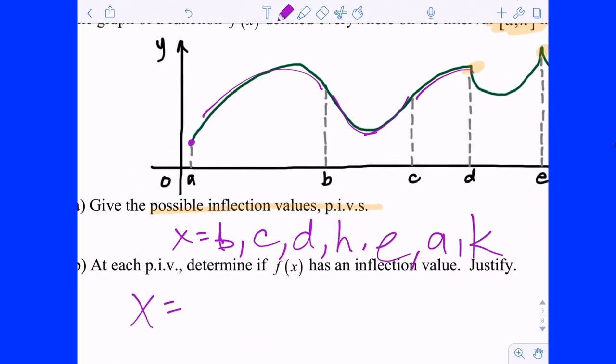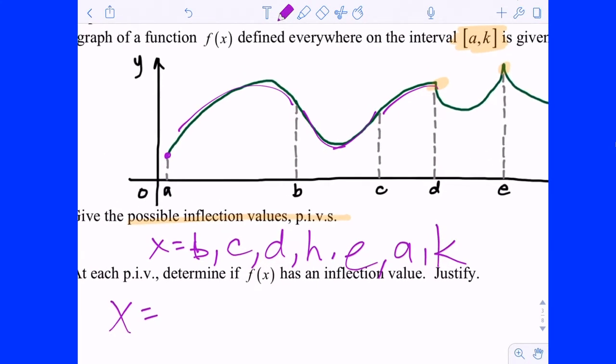Well, of course, A and K we cannot. But what about B? Yes, simply because the graph changes from concave down to concave up, which later we'll say the second derivative changes from positive to negative at x equals b. How about C? Yes. Muy bien. ¿Por qué sí? Because f double prime changes from positive to negative. The graph changes from concave up to concave down.